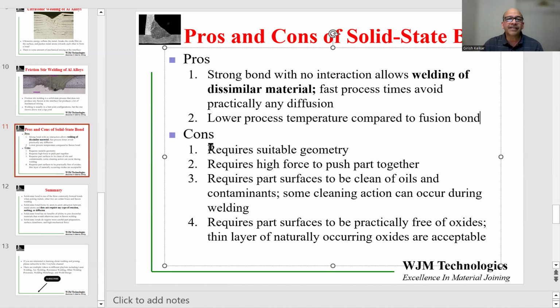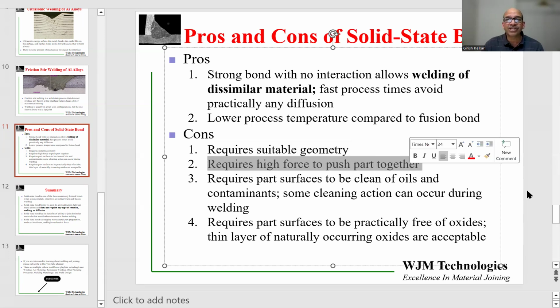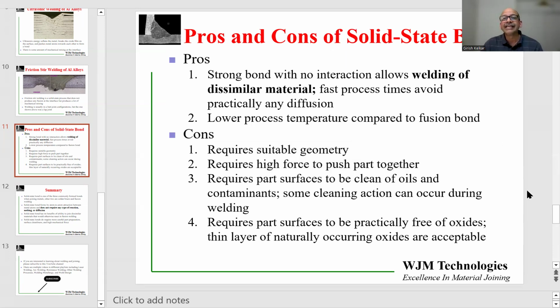The cons are essentially you do require a suitable geometry. So not all geometries are adaptable to solid state welding. You do require geometries which have good contact area between the two components. So oftentimes, it becomes a lap weld or a butt weld between two thick components. You do require a lot of force, so obviously, you need a machine which can apply that much force.